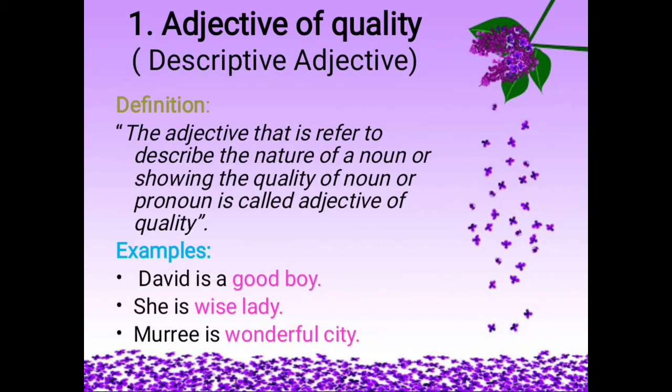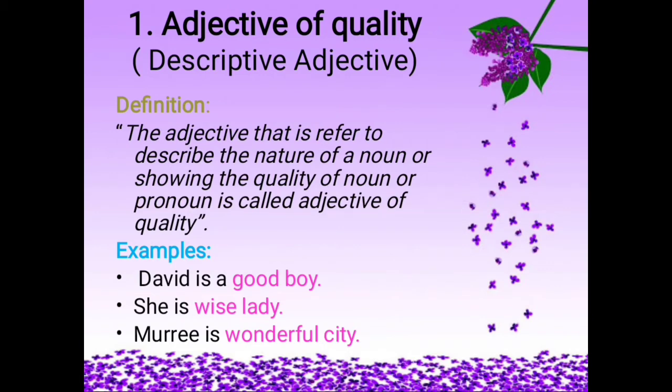The first one, adjective of quality, which is also called descriptive adjective. The adjective that is used to describe the nature of a noun or showing the quality of a noun or pronoun is called adjective of quality. David is a good boy. Now here, good is what? Good is an adjective of quality and boy is a noun.